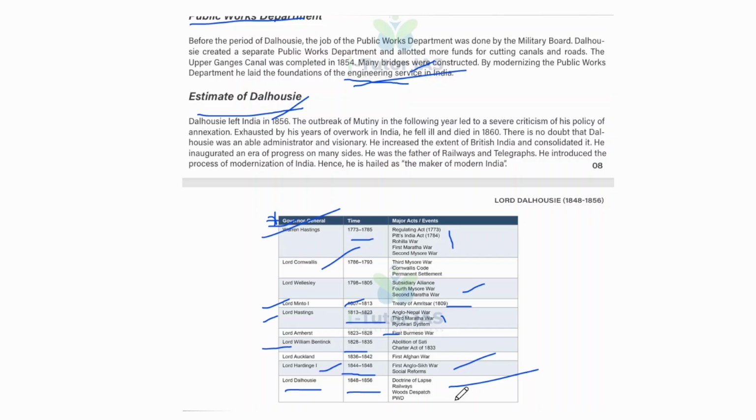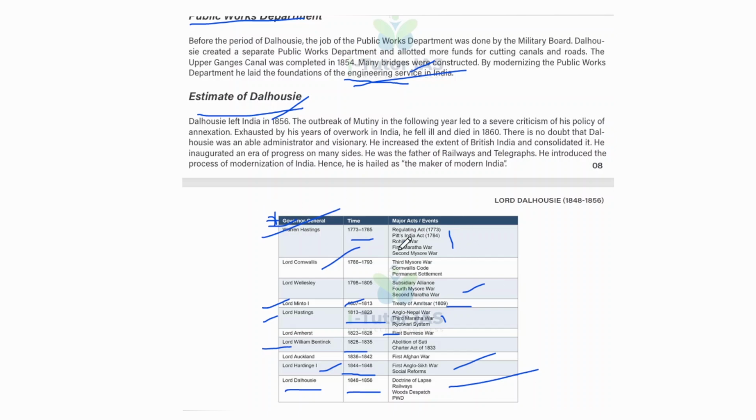And viceroys, post 1858 transformation: after 1858 the Governor General became the viceroy representing the crown, including Lord Curzon and Lord Mountbatten. And after that, C. Rajagopalachari, the first and the last Indian Governor General. The time period is 1948 to 1950. So that is overall the British and East India Company's rule in India, and hope you understand.